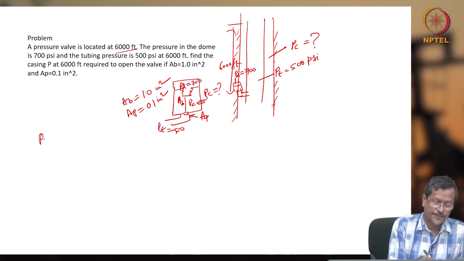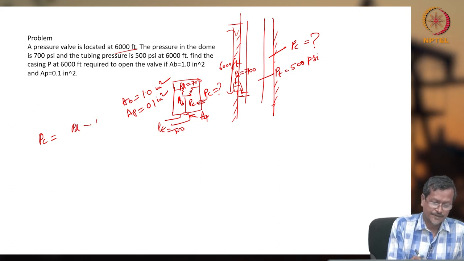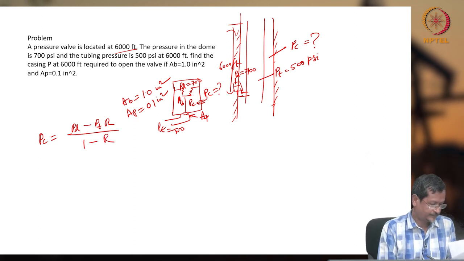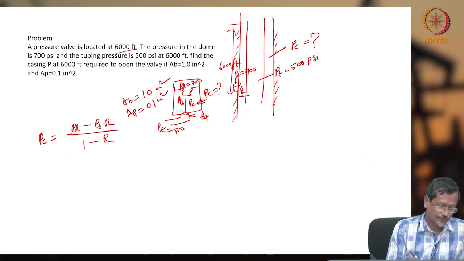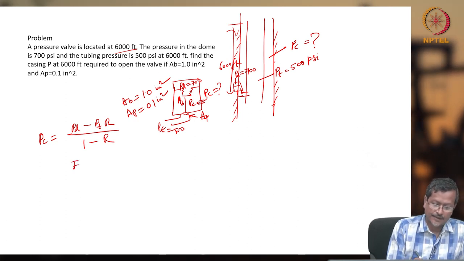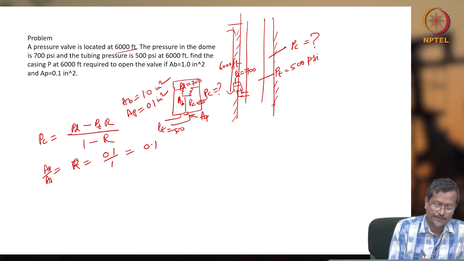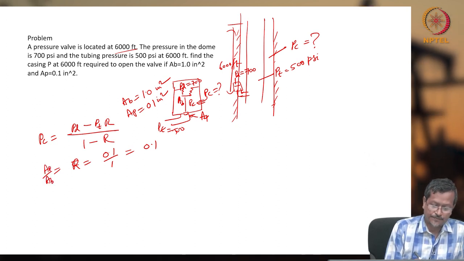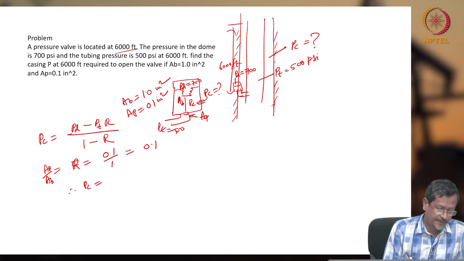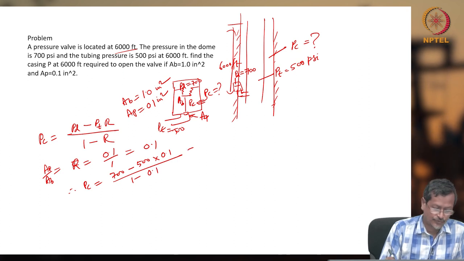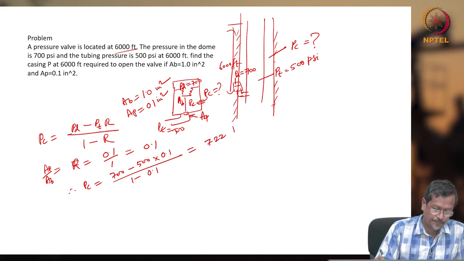Now, using the previous formula, you can see PC equals (PD minus PT R) over (1 minus R). And R equals 0.1 by 1 equals 0.1 ratio, since R equals AP by AB. Therefore PC equals (700 minus 500 times 0.1) divided by (1 minus 0.1). So this will give 722 psi.